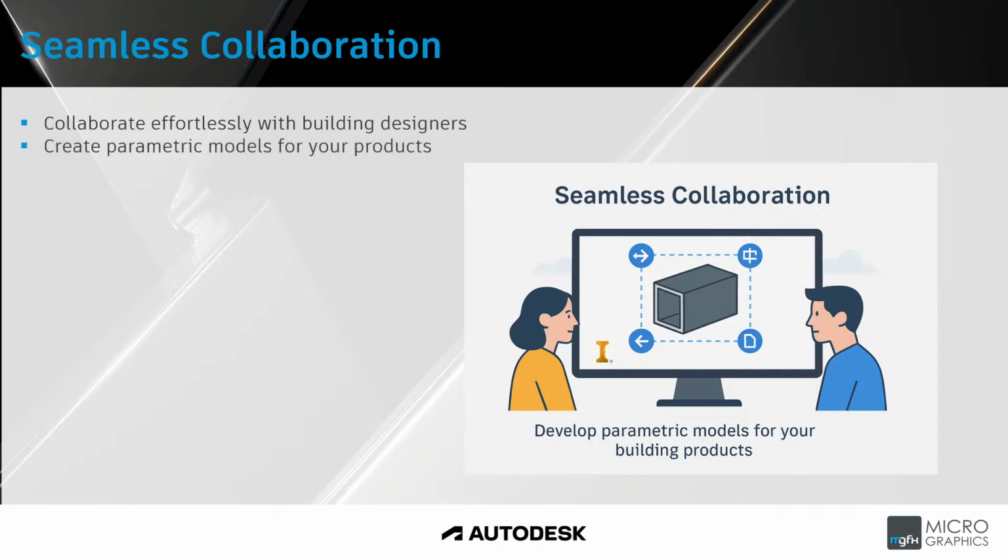So first you create your parametric models for your products, building your constraints and rule sets within Autodesk Inventor, and all of this will allow for effortless collaboration with the building designers. So you'll create your parametric models for your products, build in constraints and rules to ensure that only compliant product versions are used, and this will reduce the errors and maintain design integrity throughout the whole process.